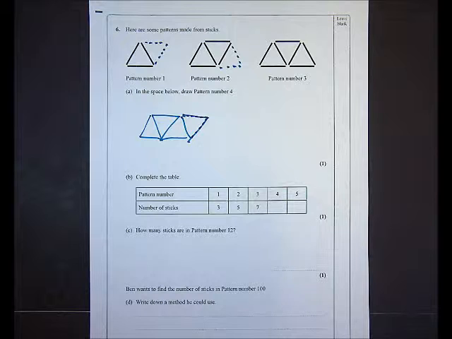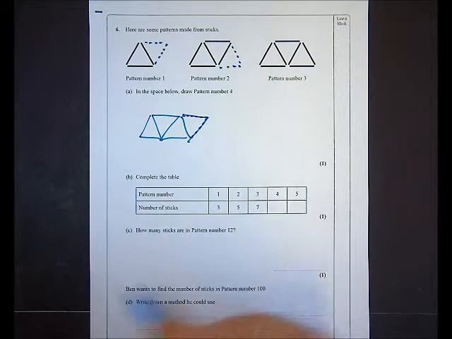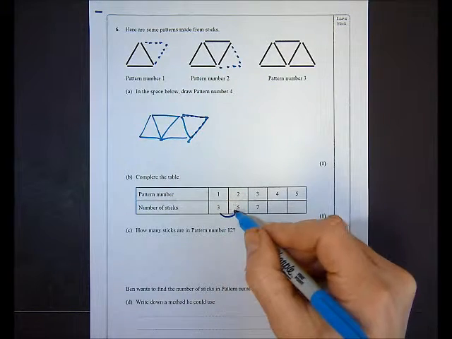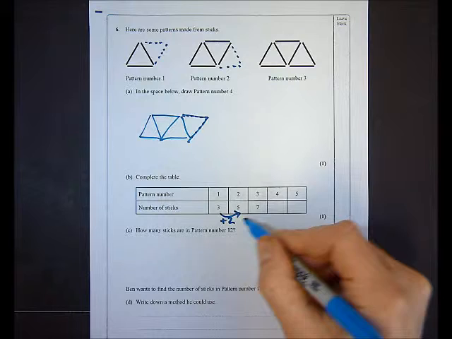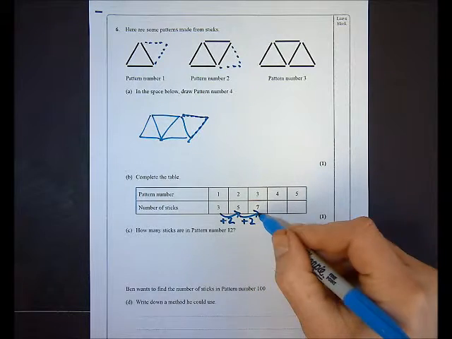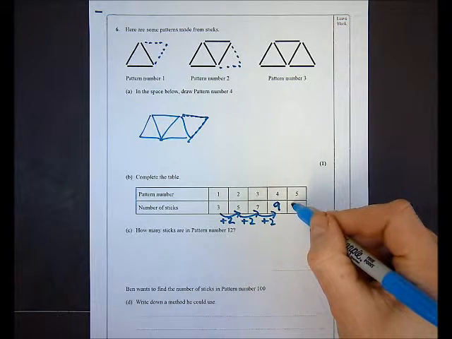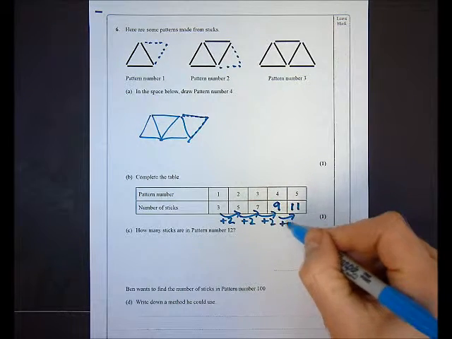In part B, I'm told to complete the table. I'm given the pattern number and the number of sticks. Well, I can see in pattern 1 there's 3 sticks, pattern 2 there's 5 sticks, and therefore, as above, I'm adding 2 on each time. So I'm going to add on 2 each time to get the next one. So that's going to be 7, add 2 is 9, 9 add 2 is 11.